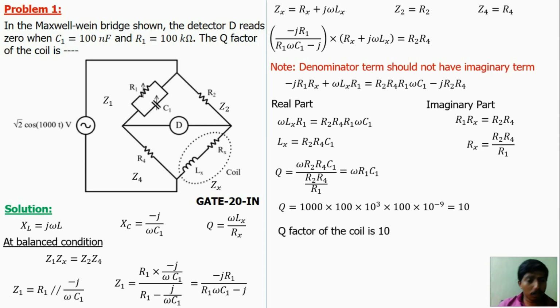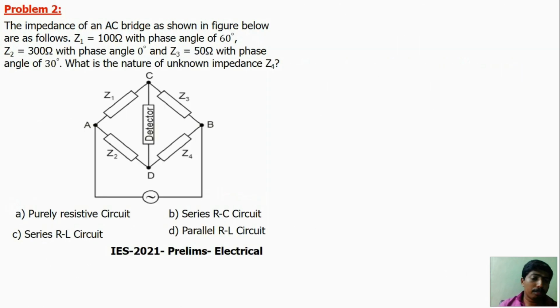Okay. Good. Now another problem. This question is asked from Indian Engineering Service 2021 prelims electrical examinations. The bridge concept is important for electrical and ECE instrumentation students. The objective of the question is we have to find the unknown element Z4, whether Z4 is purely resistive, RC, RL or parallel.